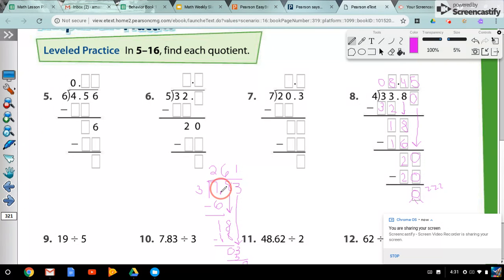I just have to place my decimal. My decimal is right here in my dividend, so it needs to be right here in my quotient. So remember, today you will not have any remainders. You will divide until you get to 0 and Rover is asleep, okay? You're going to now go do your 6-4 practice buddy.